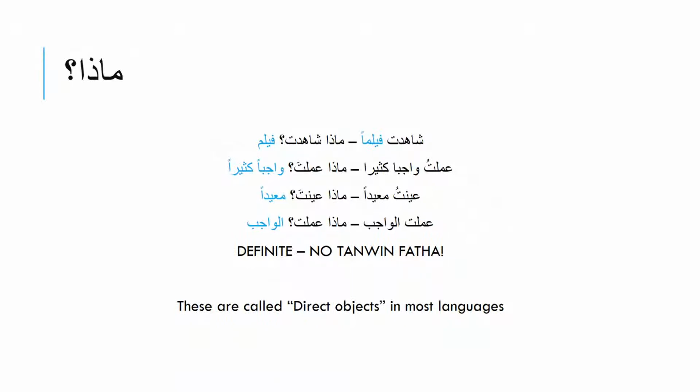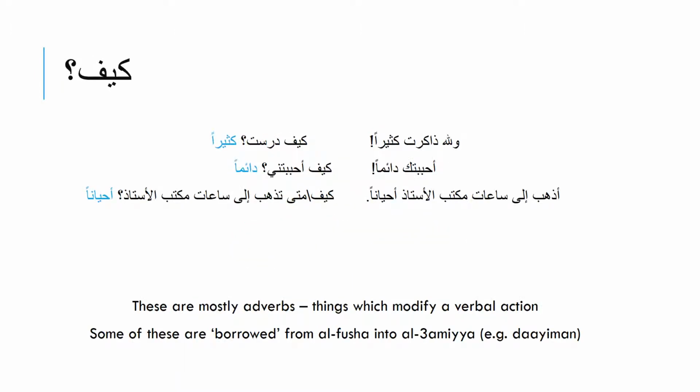Notice that these are called direct objects in another language, the thing that has something done directly to it. But again, if we see this in a text, we want to explain, well, why does it have that tanwin fatha? We're like, oh, maybe shahadtu filman. Oh, it answers the question mada shahadta, right? Kaifa.